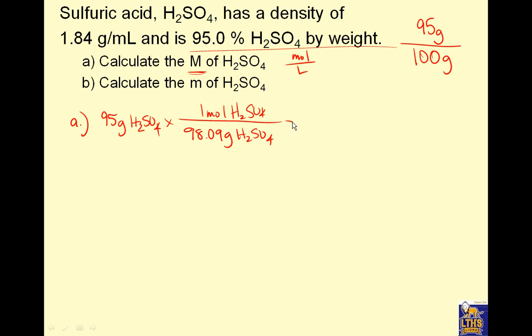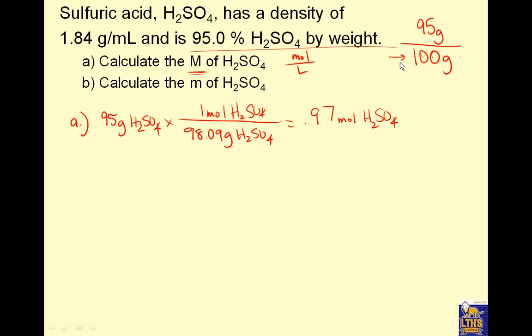We find out that we have 0.97 mole of sulfuric acid. All right, but we're not done because molarity is moles of solute per liter of solution. So we're going to have to use the density again here. So how can we use the density to find out what's going on?